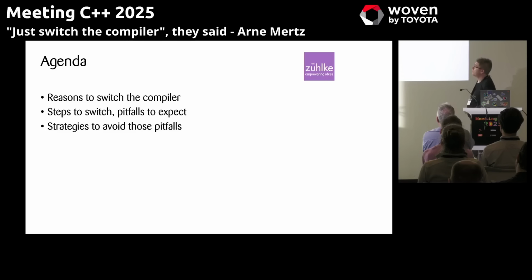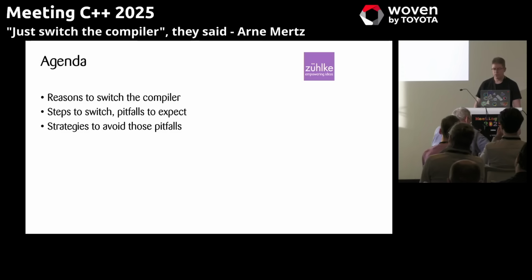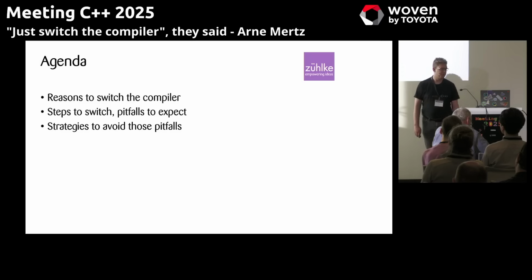What I am going to talk about is reasons why we would like to or want to switch the compiler, the steps involved, because it's usually not like flipping a switch, and pitfalls that we can expect. So this will be more or less a collection of war stories or experiences from all these past projects, and some strategies to avoid those pitfalls. Many in hindsight, some proven.